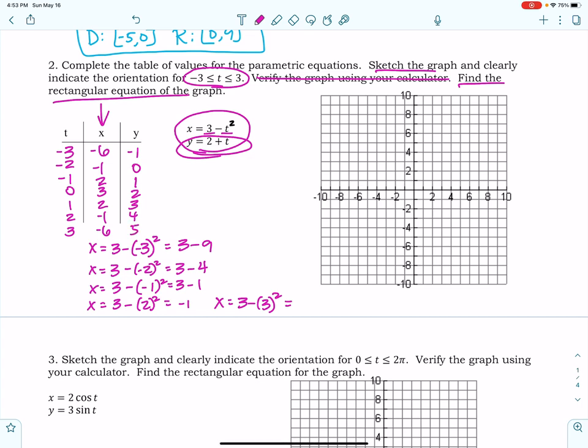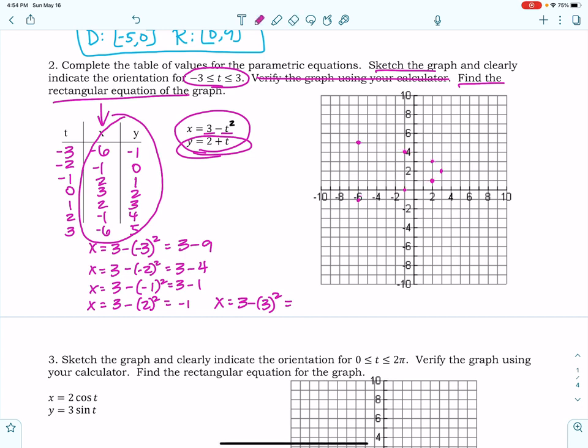Okay, so now I'm going to plot all of my ordered pairs here on my coordinate plane. So -6, -1; -1, 0; 2, 1; 3, 2; 2, 3; -1, 4; -6, 5. Okay, groovy. So as you can see, this is going to be a parabola that's on its side here.